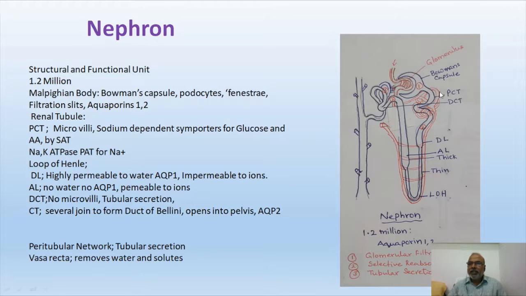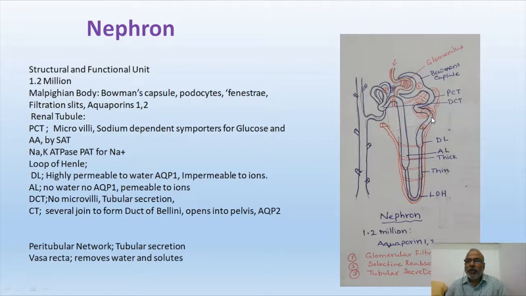And then the PCT, the proximal convoluted tubule, opens into the loop of Henle. The loop of Henle has two limbs. One is called the descending limb, the other is called the ascending limb. The descending limb and ascending limb make a hairpin bend here. This is a very important characteristic structure of the mammalian nephron. The descending limb is thicker anteriorly, and later it becomes thin.